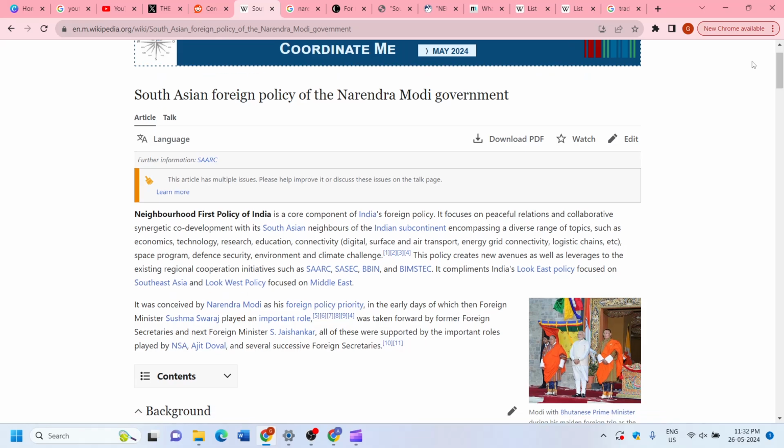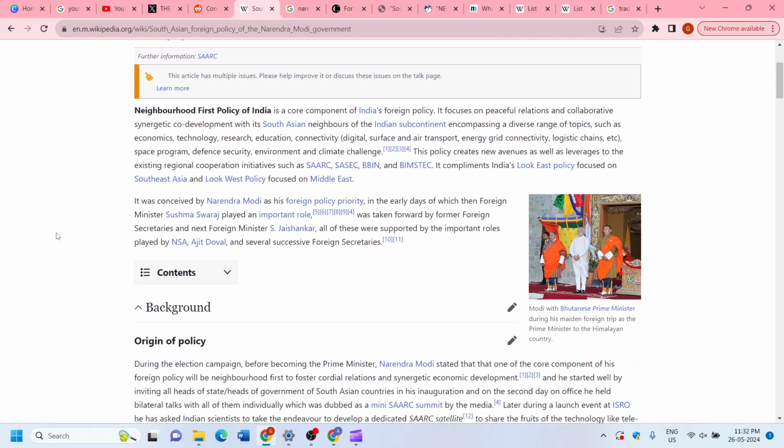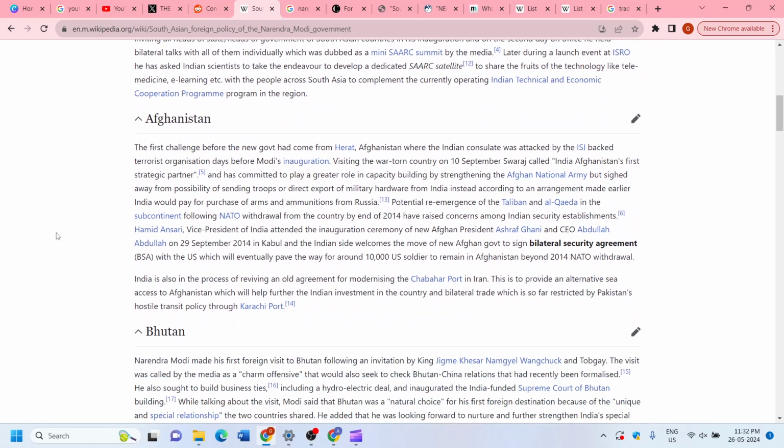So this is Narendra Modi's foreign policy in South Asia. The first challenge was in Afghanistan, where before his government came to power in Herat, there was an attack. The Indian consulate was attacked by the ISI-backed terrorist organization the day before Modi's inauguration.